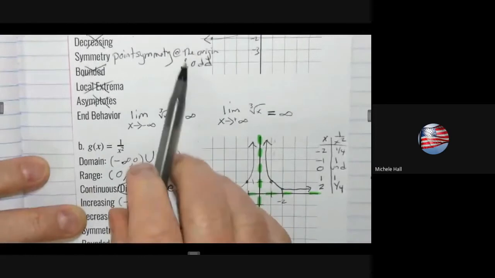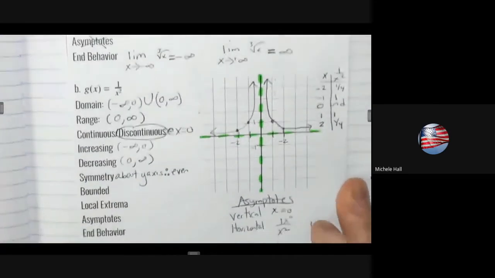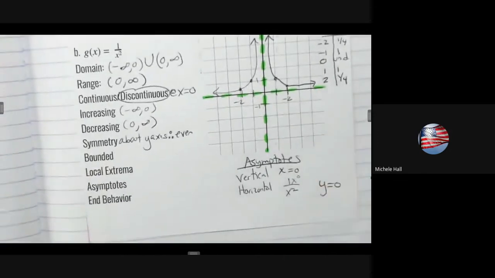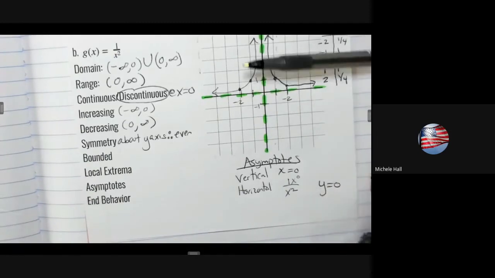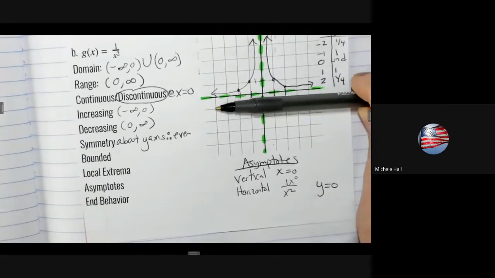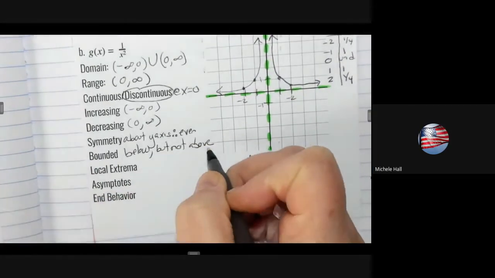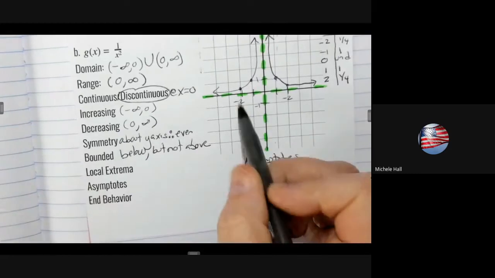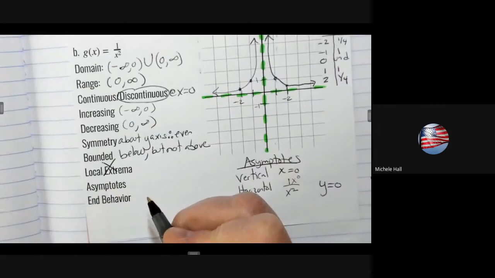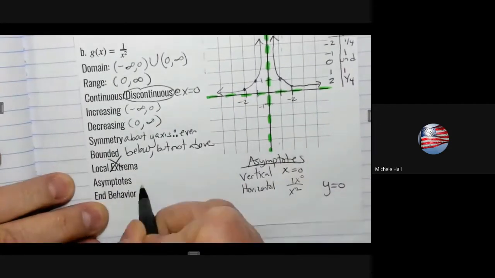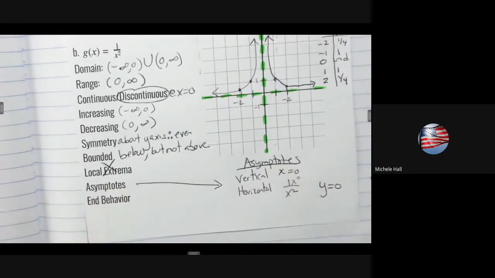Going back to the previous problem, I forgot to put down if it was even or odd. And for this one, where is it bounded? Is it stopped someplace? It is stopped from going down. So it's bounded below, but not above. And does this have any local max and mins extrema? No. We know that we have our asymptotes are here. And then the end behavior.